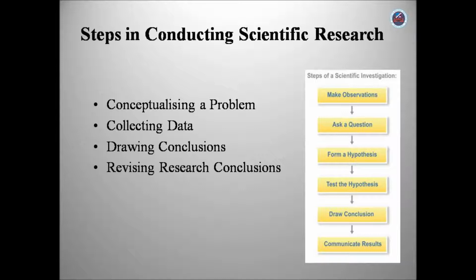Then the fourth one is revising research conclusion, which means as the researcher has begun the research with a hypothesis or with an assumption, now the researcher is going to revise whether his findings will support his hypothesis or not. So if his findings support his hypothesis, then his research is confirmed. If not, the researcher needs to revise his hypothesis as per the findings and the data collection and test again, and therefore draw a conclusion which may further be verified by future researchers. So this is all about steps in conducting scientific research.